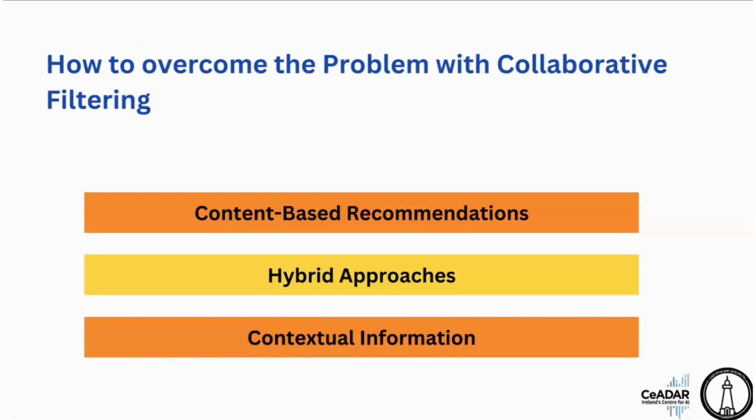So basically, how can we overcome this problem with collaborative filtering, the new user cold start or new item cold start? The best answer for that is the content-based recommendation system, or hybrid approaches, or contextual information. These are different types of recommendation systems as well. We're going to talk about it.